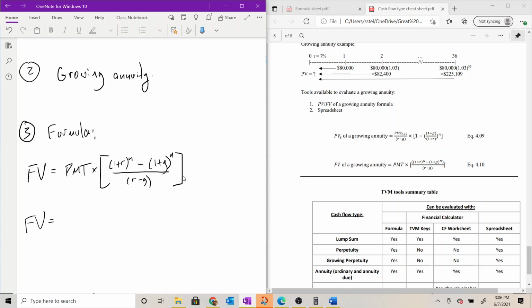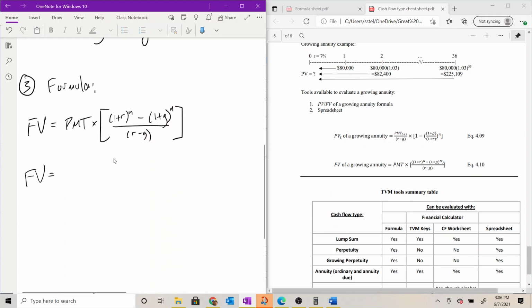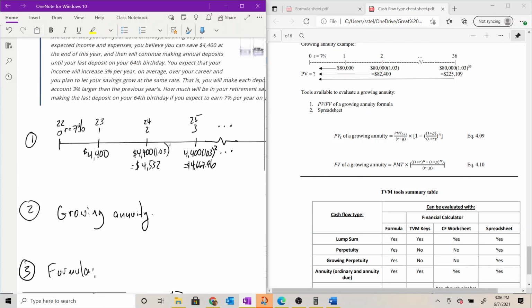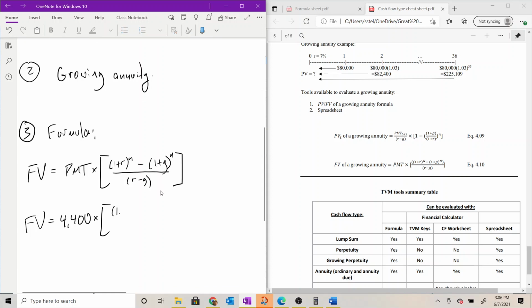All right, so let's plug in all of the information we have from this one. This payment that we want to use is actually the first payment in the annuity, and it'll be that way in every case. It's $4,400. Times 1 plus r. R is our interest rate in this case, which is 7%. In this problem, we expect to earn 7%. 7% as a decimal is 0.07, and 1 plus 0.07 is 1.07.